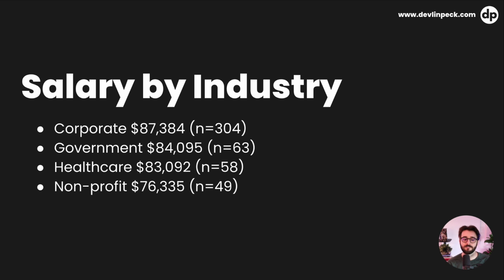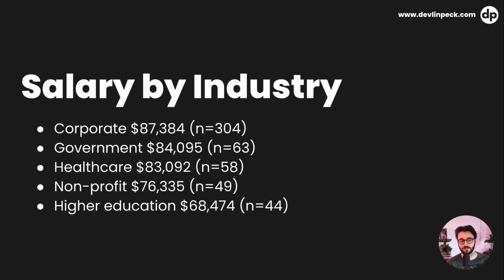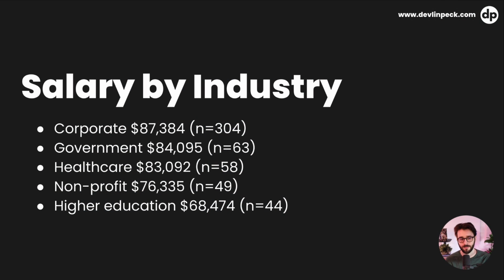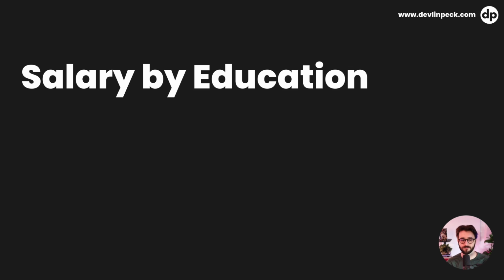Our respondents working for nonprofits reported an average of 76.3K salary. And then in higher education, it's the lowest of all of them. It is 68.5K. And that's pretty consistent with what I've seen since I've been in this industry. The higher education salaries are a lot lower than the corporate salaries. So if you want to maximize your earning potential, corporate and the tech space in particular is probably a good thing to set your sights on.